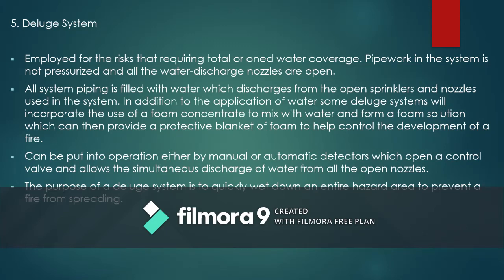In addition to the application of water, a deluge system may incorporate the use of a foam concentrate to mix with water and form a foam solution which can then provide a protective blanket of foam to help control the development of a fire. It can be put into operation either by manual or automatic detectors which open a control valve and allow the simultaneous discharge of water from all the open nozzles. And lastly, the purpose of the system is to quickly wet down an entire hazard area to prevent a fire from spreading.